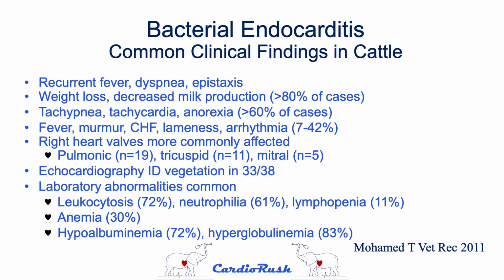The right-sided heart valves are more commonly affected in cattle, with the pulmonic and tricuspid much more frequent than the mitral valve. Echocardiography can be used to identify the vegetative lesion, like it is in other species, and common laboratory abnormalities include leukocytosis, neutrophilia, anemia, low albumin, and elevated globulins.